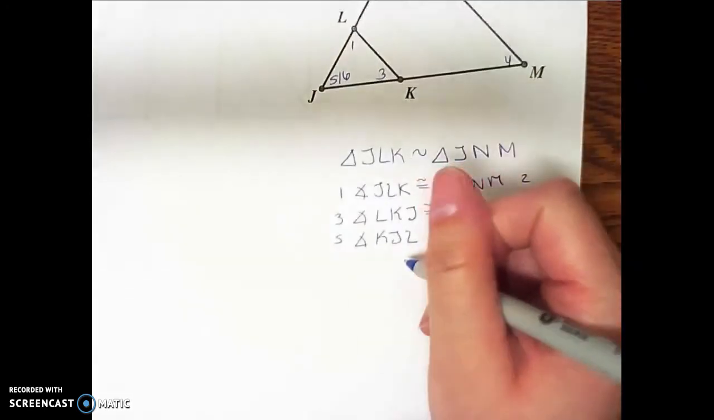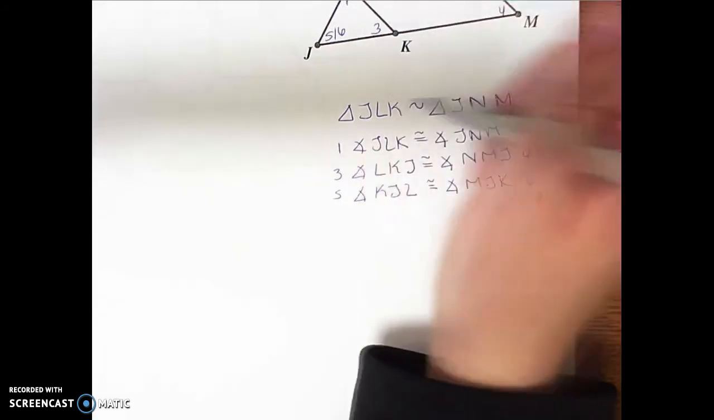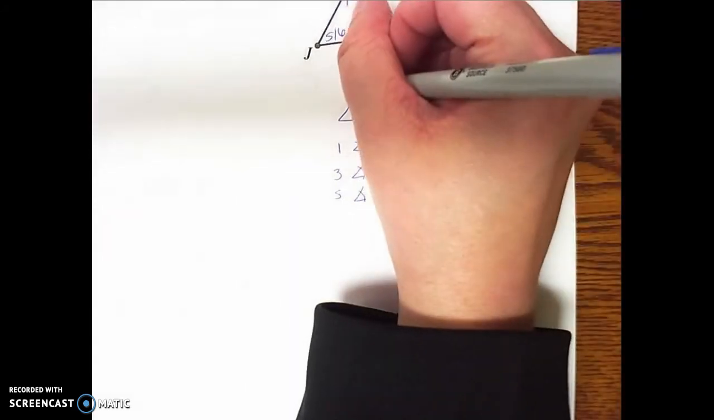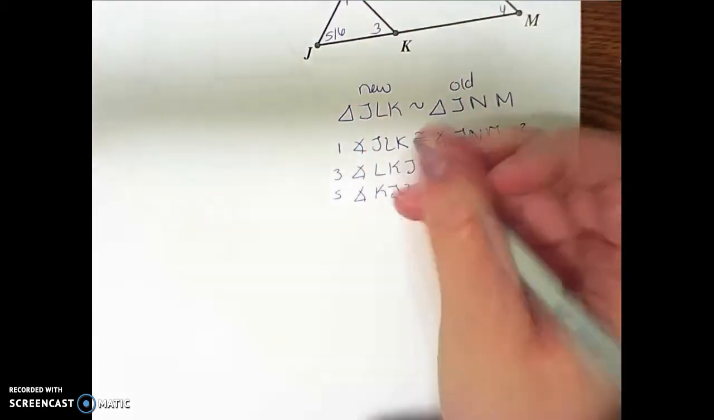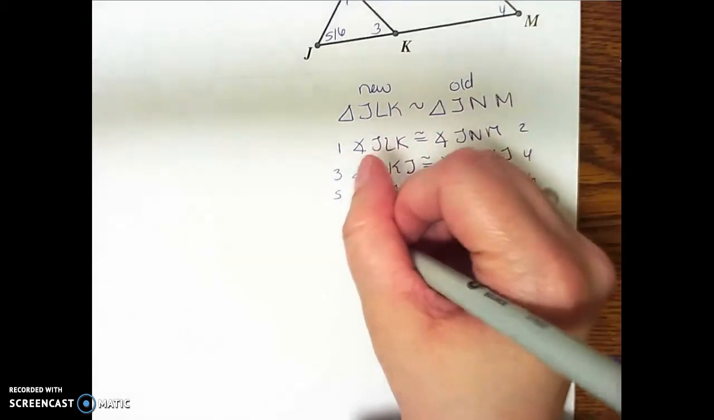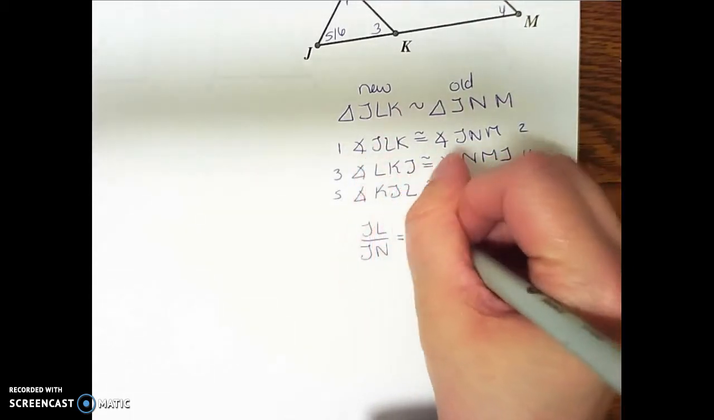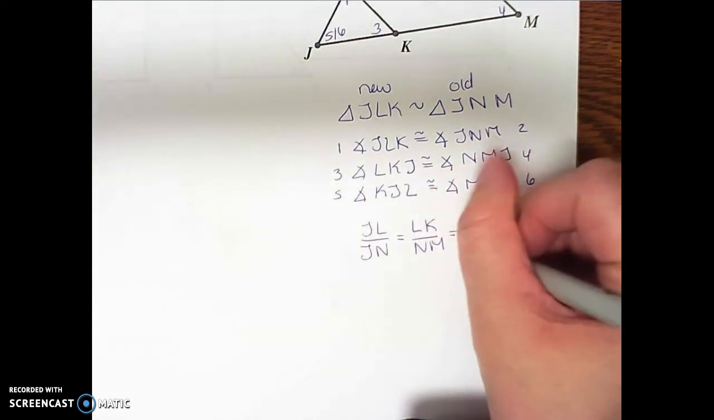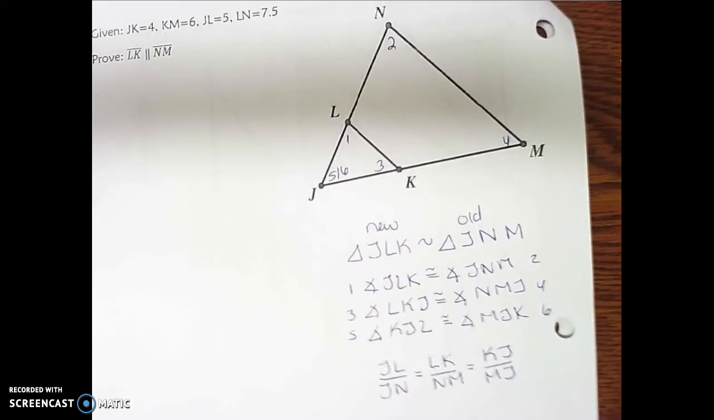And I'm also going to write my sides that are in proportion, so my equal scale factors. Again, you don't know which triangle is new and which is old. It doesn't matter. You get to choose as long as you're consistent. So I just usually choose the first one to be new and the second one to be old. Okay, so I've got my setup done. I'm ready to start my proof.